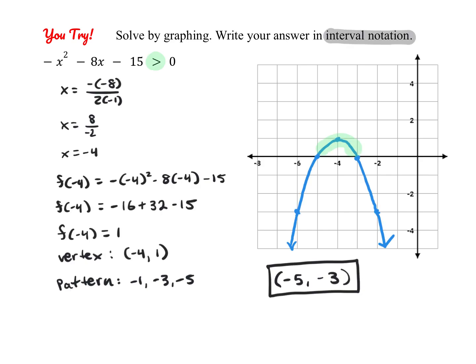All right, go ahead and check your work here. For your graph, the vertex should be at (-4, 1), and it is a downward facing graph. The x-intercepts should be at -5 and -3.